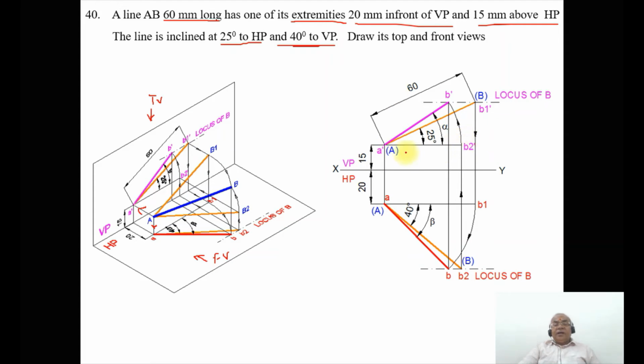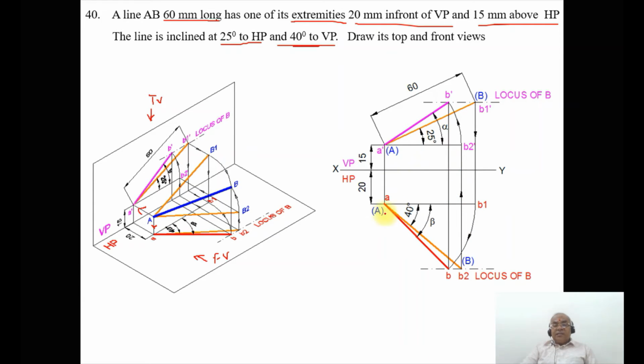You can see, as we see the line which is inclined at 40 degrees to VP and having a length of 60, because we know that the true length of the line is the same in both the front view as well as in the top view. So once you get this AB2, you get the locus line in the top view, and you have got the locus of B in the top view or in the front view. Now we know that this is the true length of the line in the top view, which is AB2.